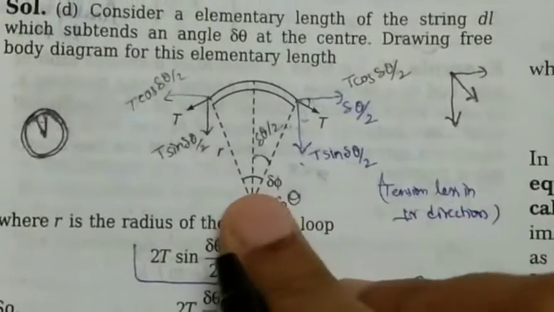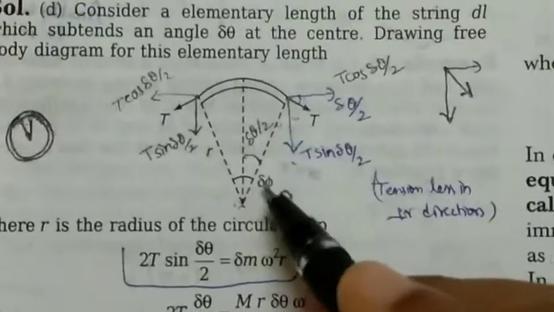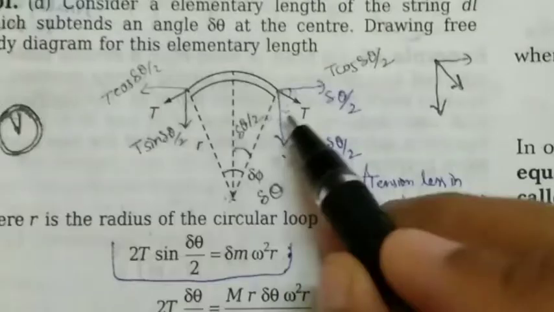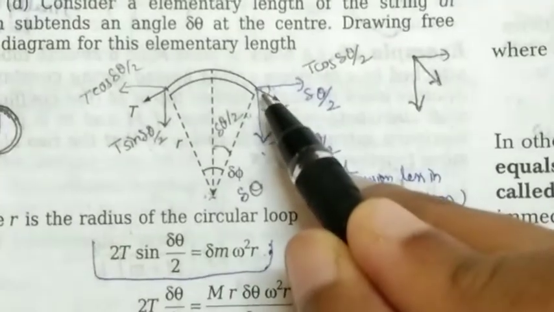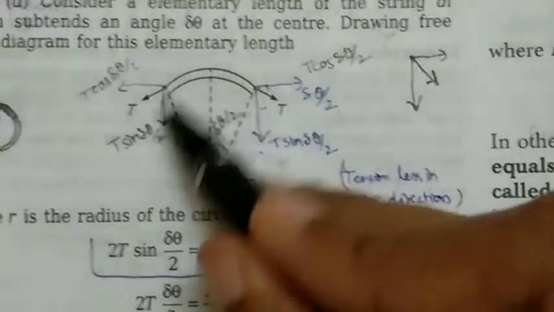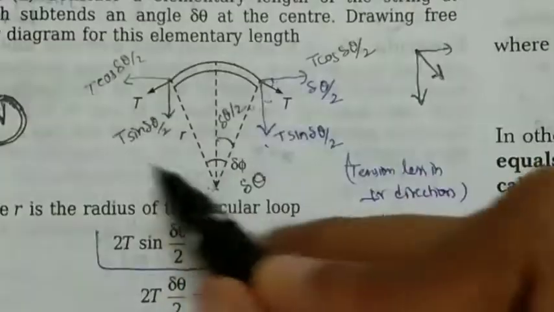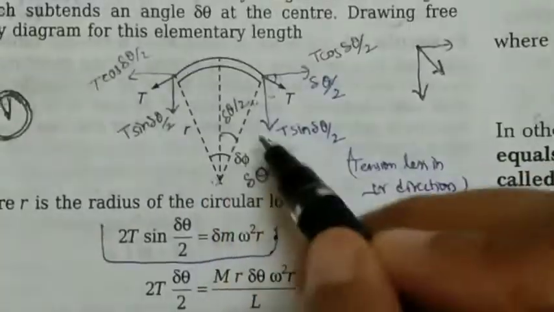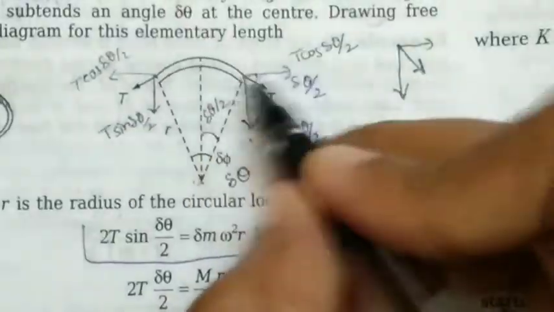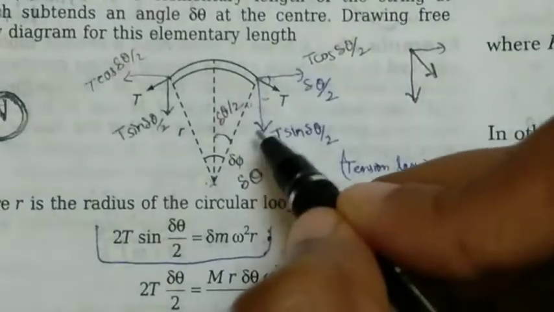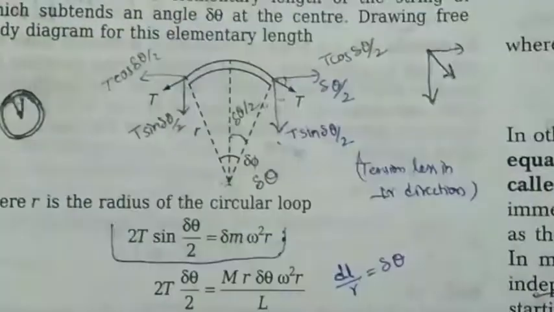So this is T sin delta theta by 2 and this is T sin delta theta by 2. These two are acting in the downward direction, but these two are acting in exactly the opposite direction, so they would get cancelled.